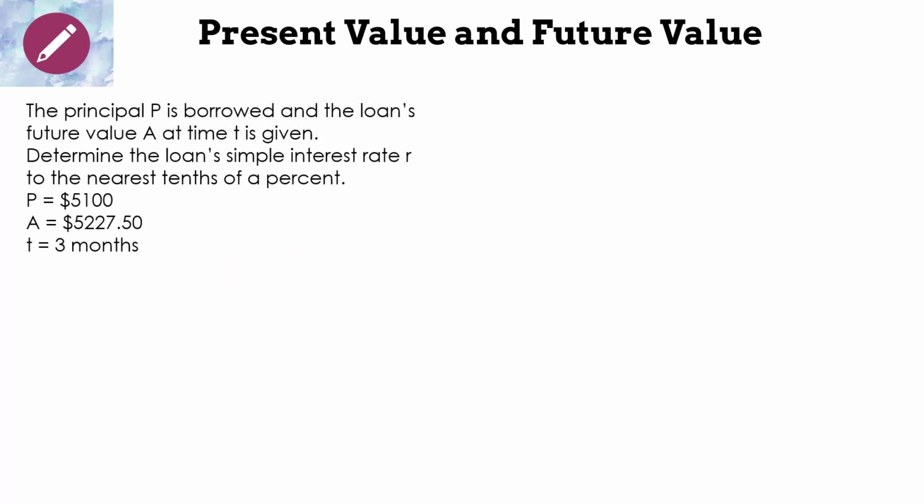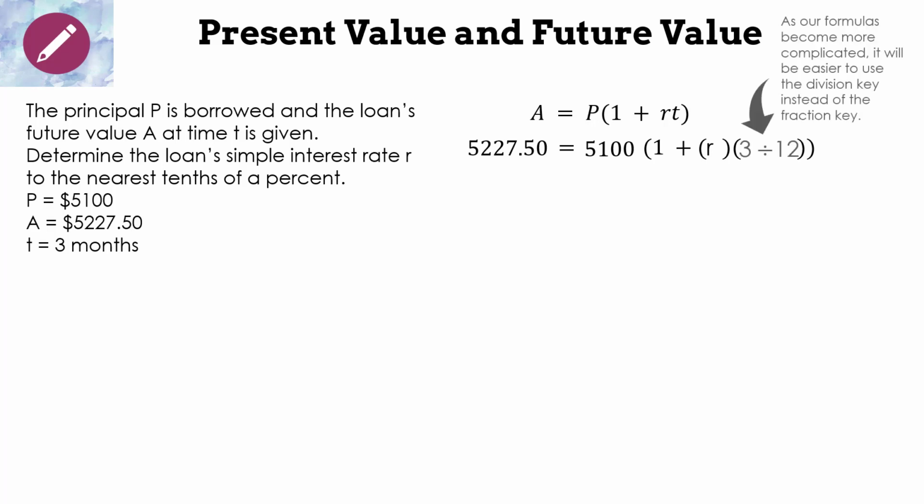The principal P is borrowed and the loan's future value A at the time T is given. Determine the loan's simple interest rate R to the nearest tenth of a percent. They ask us to find the rate, so we're going to use our future value formula. Let's fill in what we know. We know we want $5,227.50 in the future. We currently have $5,100. The rate we don't know, and the time is 3 months. We have to base that on a year, so I'm going to do 3 divided by 12.